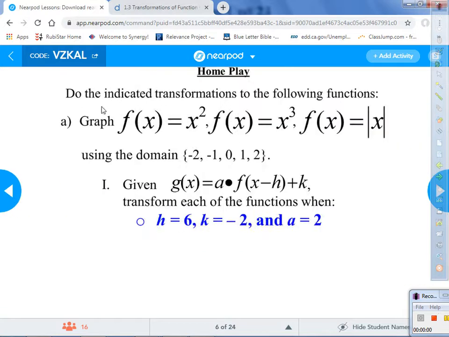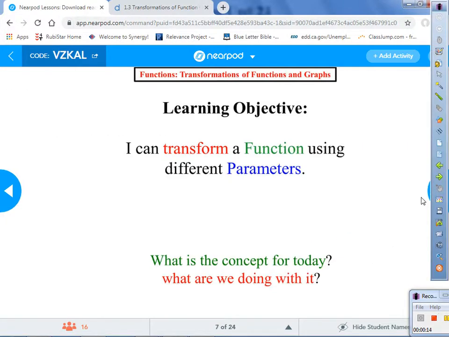Right, once again, the whole play was for 3 functions with that domain, a table for each, and then you're going to do the 3 transformations for each function. So, our objective for today: I can transform a function using different parameters.